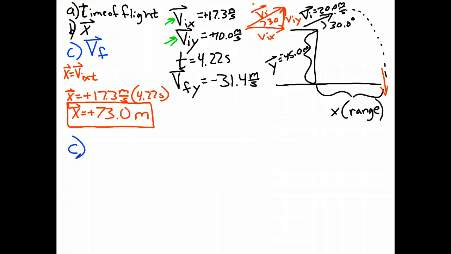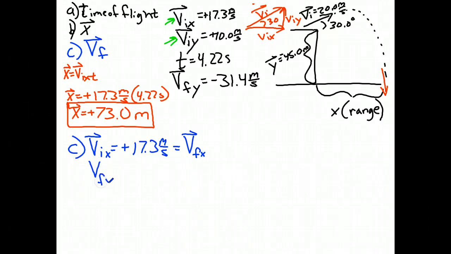Okay, so for part C, let's write down what we know. We know that the initial velocity in the x direction is plus 17.3 meters per second. We also know that that is equal to the final velocity in the x direction because there's no acceleration. We assume that there's no air. Secondly, we happened to find VFY earlier when we were solving for the time the second way, and it was negative 31.4 meters per second.